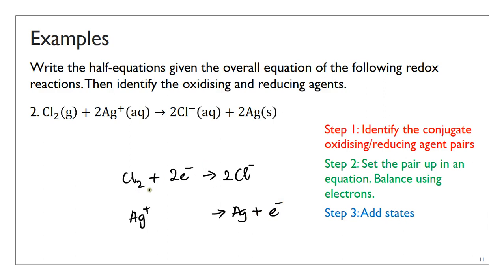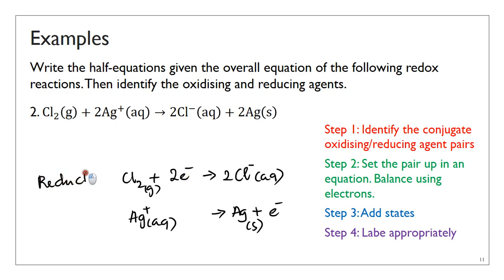And now I'm going to add state. So chlorine's a gas. This is aqueous. Silver ion is aqueous, and this is solid. And then label. So the first one is gaining electrons, so it's reduction. And the second one is losing electrons, so that's oxidation.